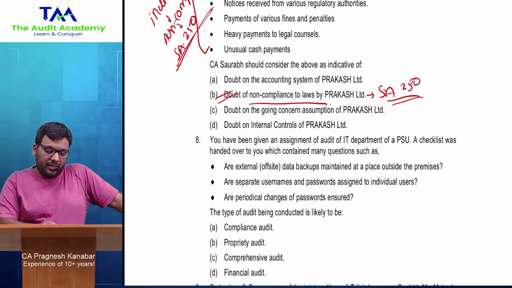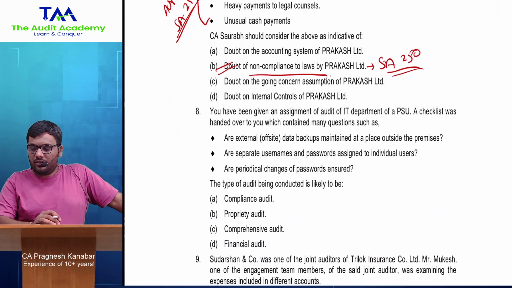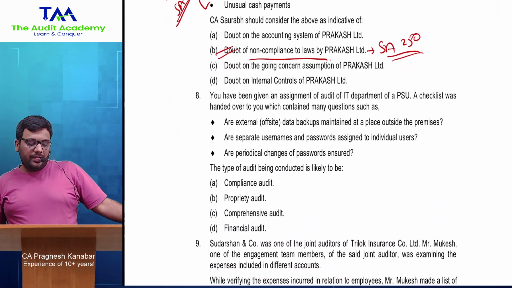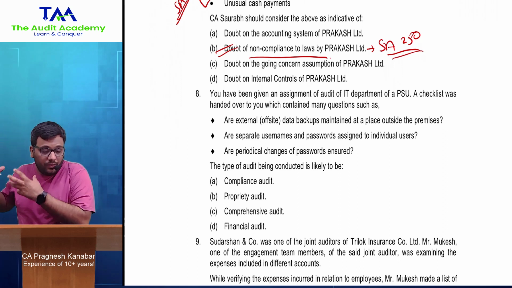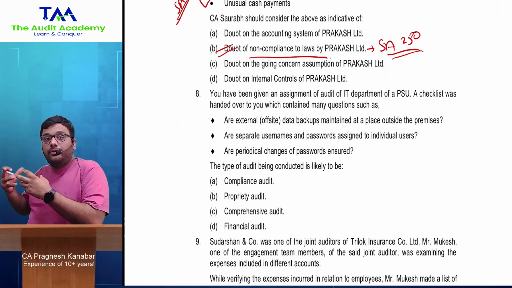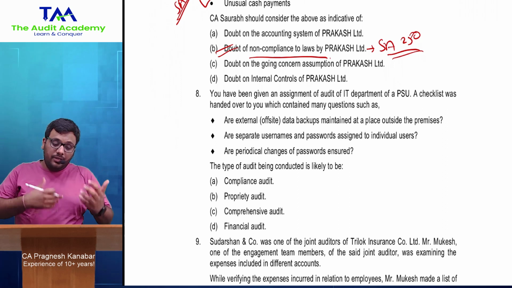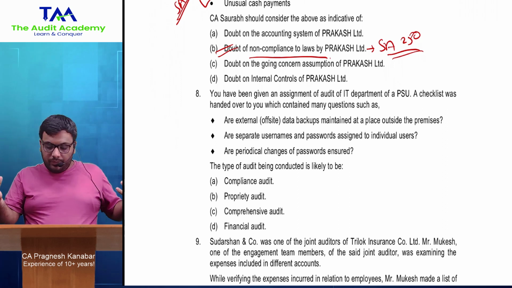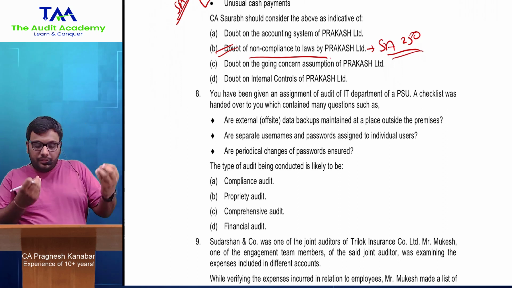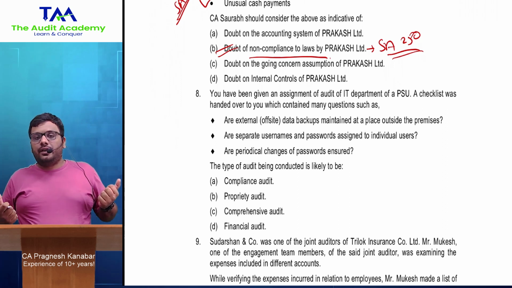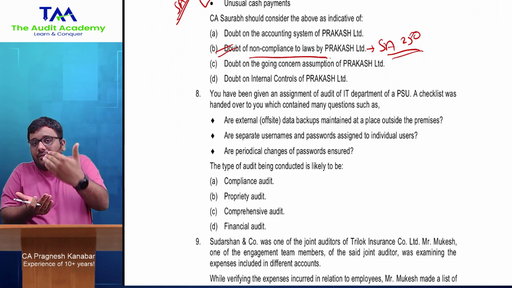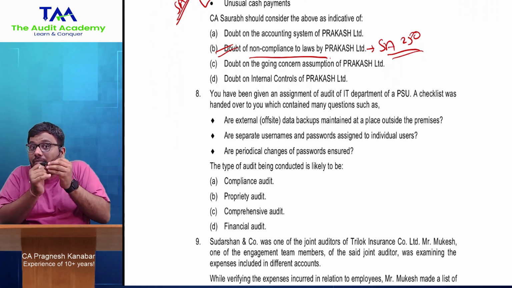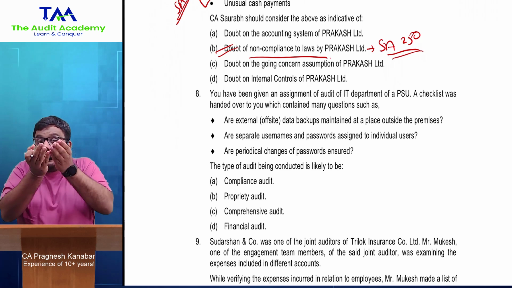You have been given an assignment of audit of IT department of a PSU. A checklist was handed over to you which contained many questions such as: are external data backups maintained at a place outside the premises? Are separate usernames and passwords assigned to the individual users? Are periodical changes of passwords ensured? Now, these are all internal control systems, these are like procedures which are set up by the management which the employee should comply with.